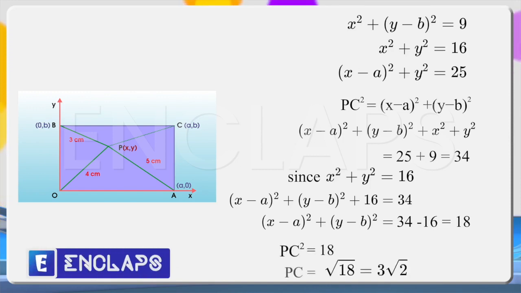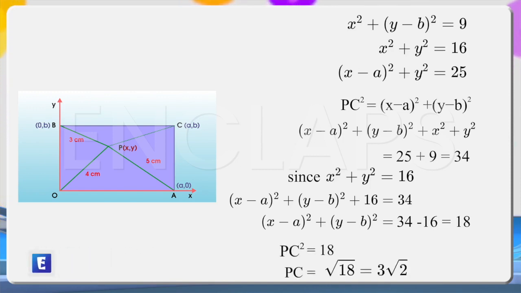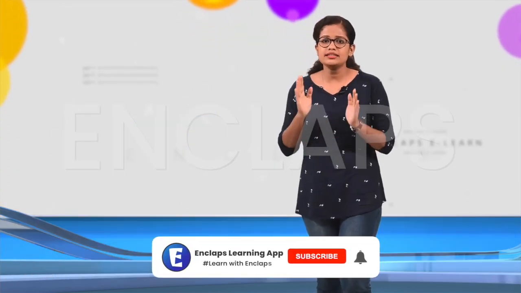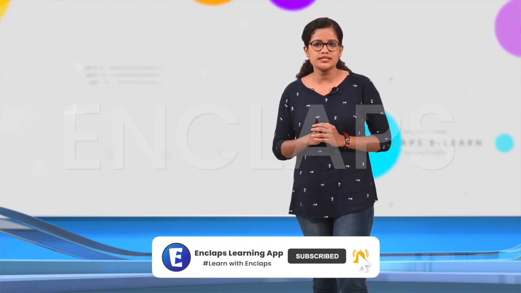That is, PC square equals 18. Then PC equals root 18, which is equal to 3 root 2 centimeters. Did you understand how to find the distance between two distinct points?